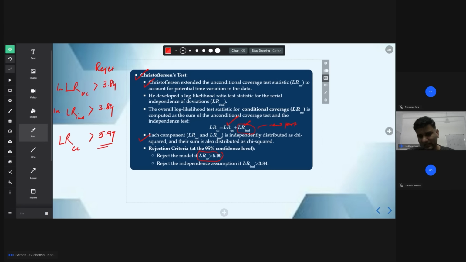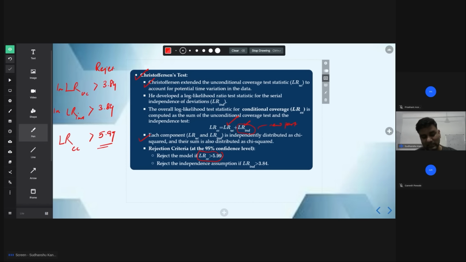The key insight is that if the model fails the conditional coverage test at 5.99, it means either there are too many or too few exceptions, or they are not spread randomly but clustered, or both. One of them, or both. This signals a poor VaR model that is not adapted properly to changing market volatility.